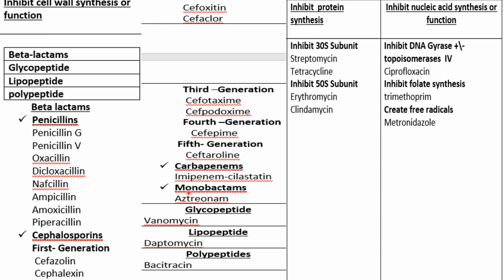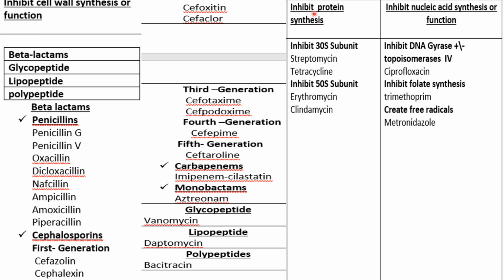Similarly, in monobactams, there is only one important example, that is aztreonam. While the second class is glycopeptide, the example is vancomycin, and in lipopeptide the example is daptomycin. In polypeptides the example is bacitracin.